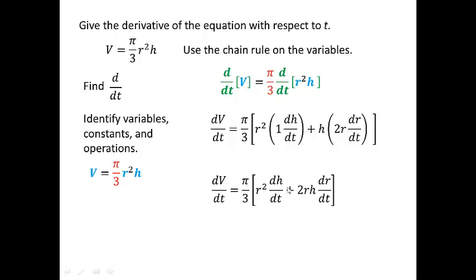So dV/dt is an unknown, r is an unknown, dh/dt is an unknown, h is an unknown, and dr/dt is an unknown. So now we have 1, 2, 3, 4, 5 unknowns.